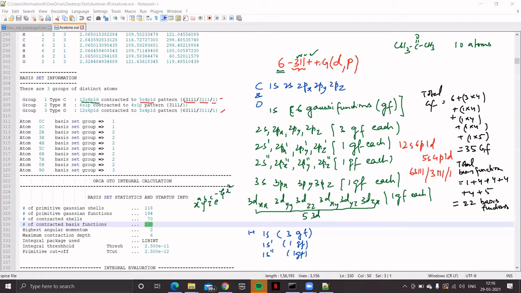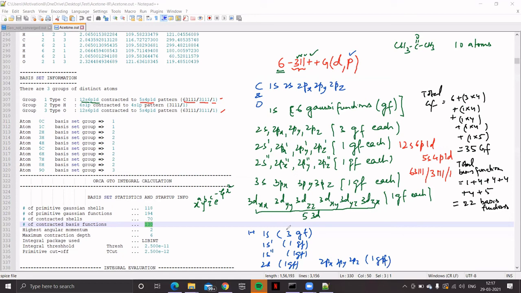You are also providing a diffuse function. That is, you're providing an s but with a bigger size, that will be a 2s, but that is made up of 1 Gaussian function. But you're also providing a p set, that is 2px, 2py, and 2pz orbitals with higher angular momentum, each made up of 1 Gaussian function.